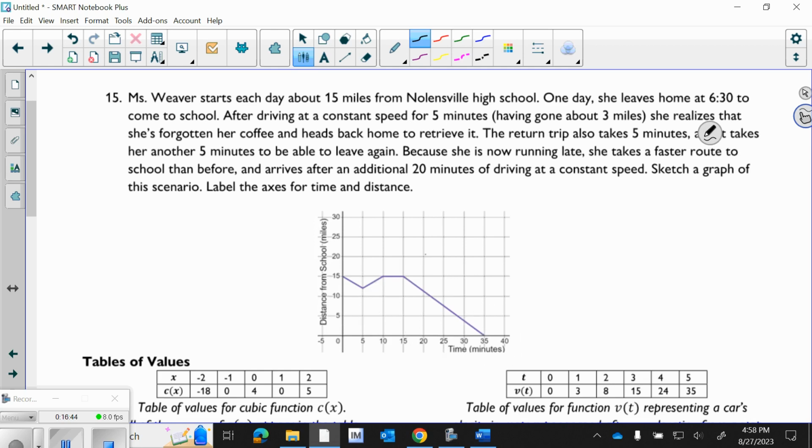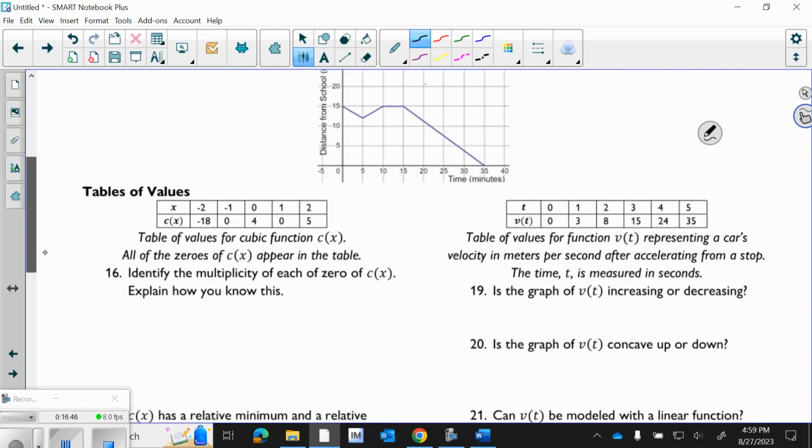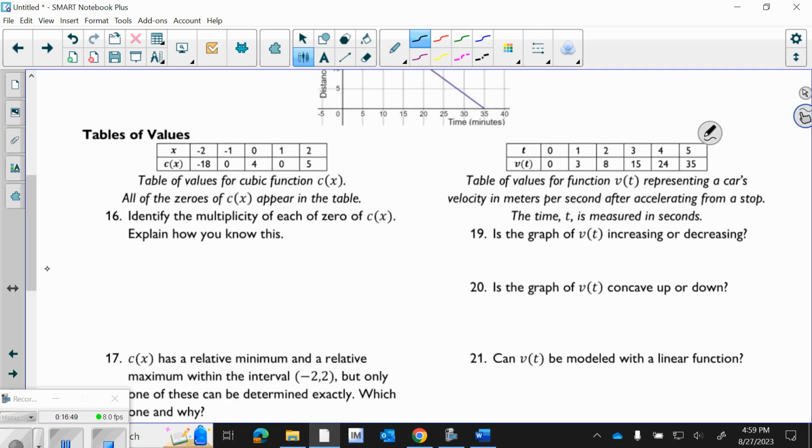All right. So now let's go on and look at number 16. Identify the multiplicity of each zero of C of x and explain how you know this. So when you're looking at this graph, first we know it's cubic, which means it will have 3 zeros, 3 solutions. I have 2 of them that are indicated at -1 and at +1. So that doesn't add up, which tells me one of these must appear twice. It must have a multiplicity of 2.